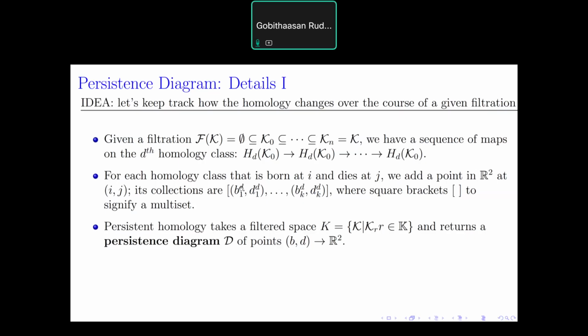The D on top here can represent class 0, connected components, class 1, representing one-dimensional holes, and so on and so forth. And here we use a square bracket to signify a multiset. A multiset simply means it's just like a set, but we keep each element, rather than just representing a simple set.